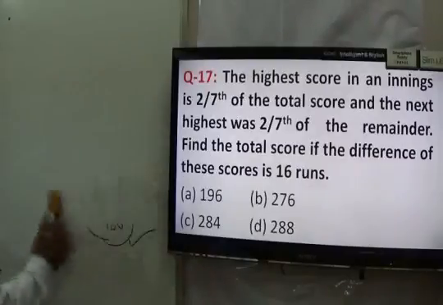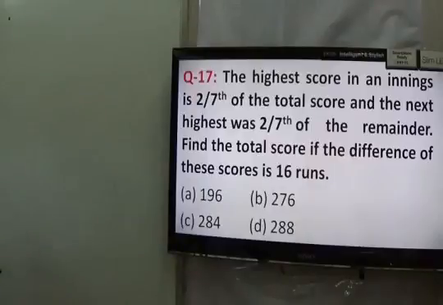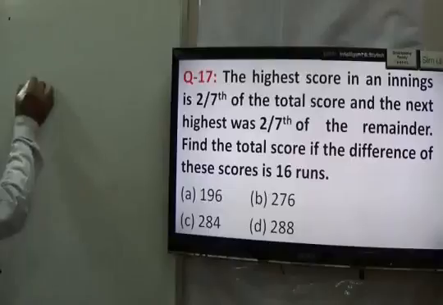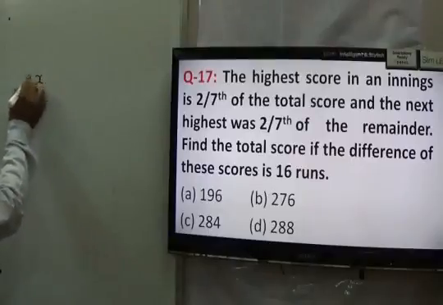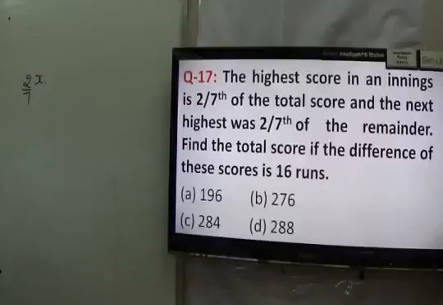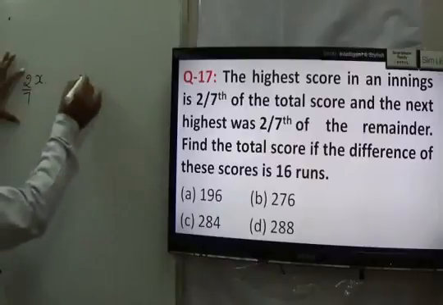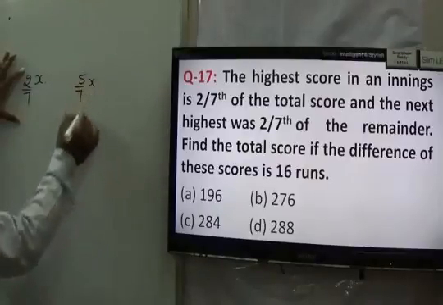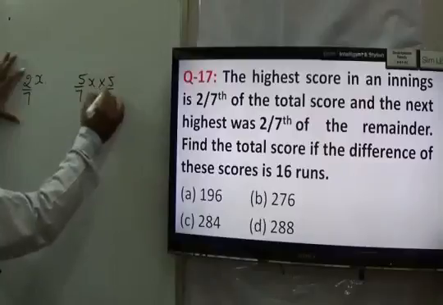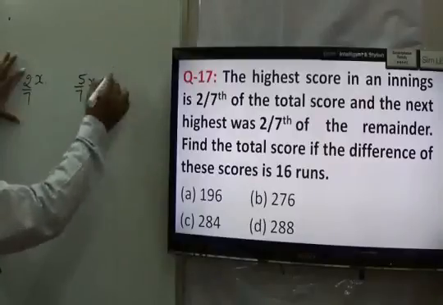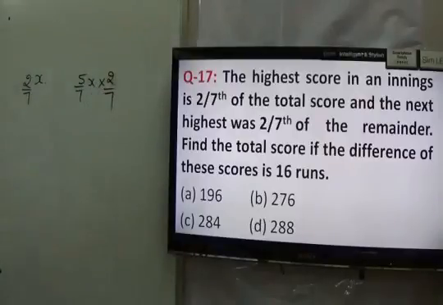Next you have question number 17. What it talks about: the highest score in an inning is 2/7 of the total score. Suppose my total score is x, it means the highest score is 2/7x. And the next highest was 2/7 of the remainder. If 2/7 is the initial, the remainder becomes 5/7x. And the next highest is 2/7 of this. It means I have to make it 2/7 of this.